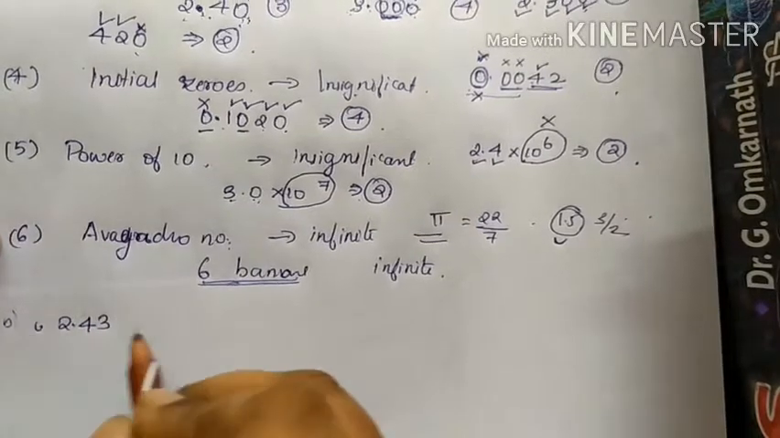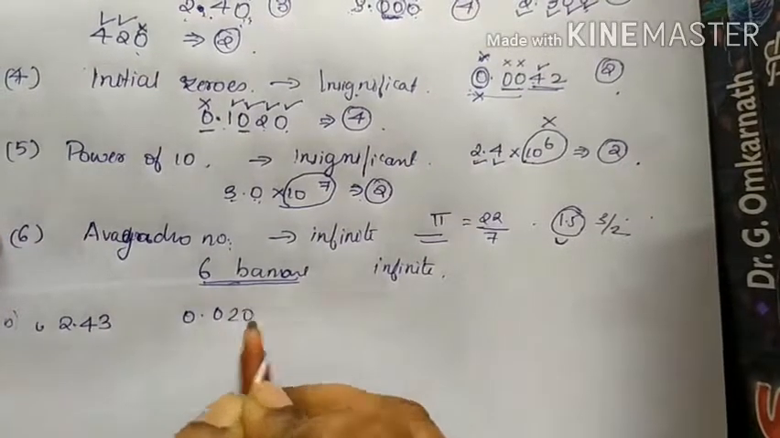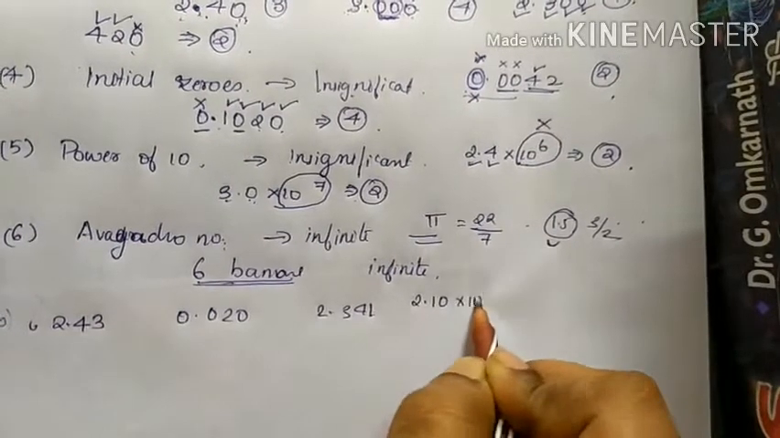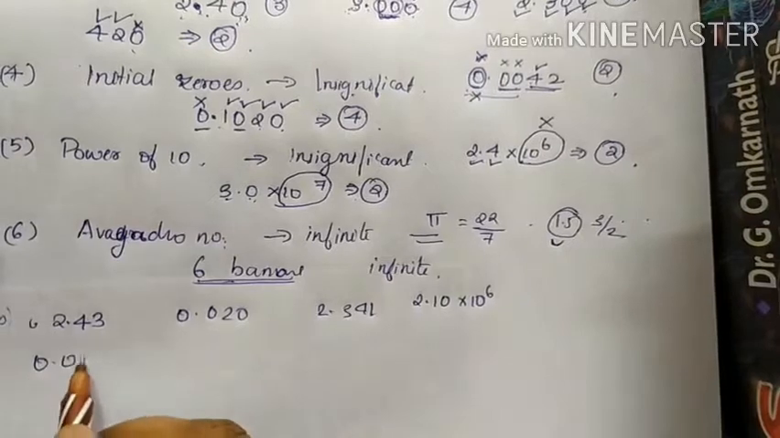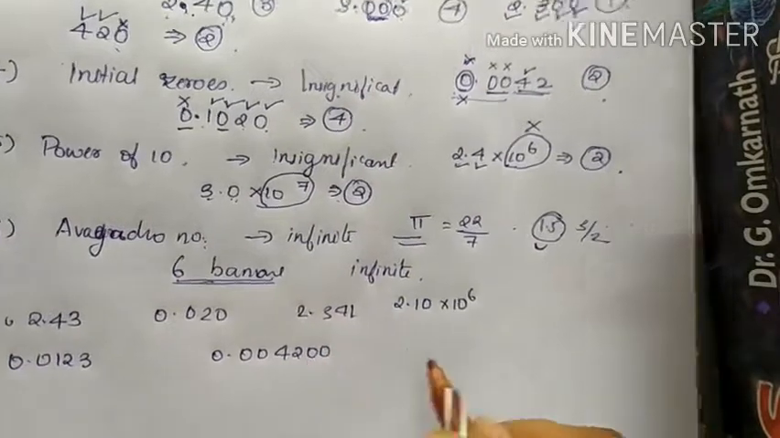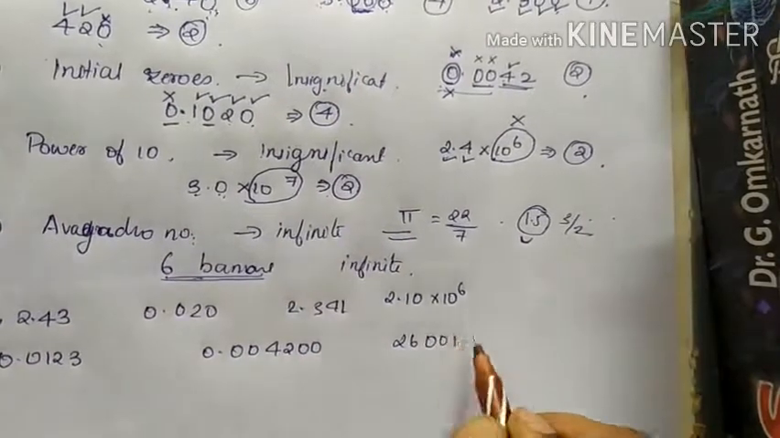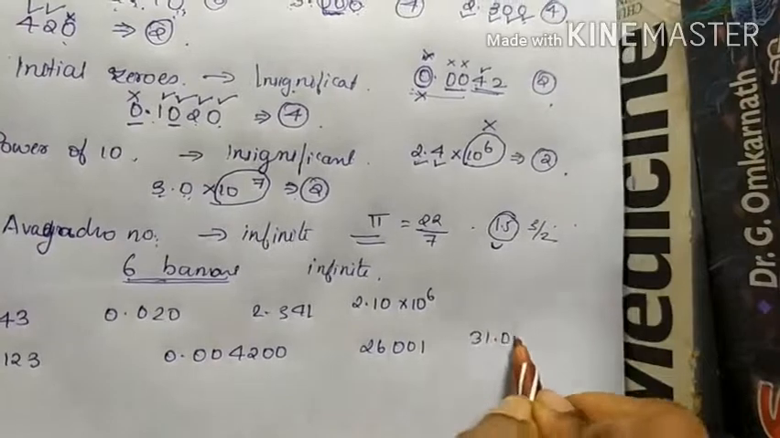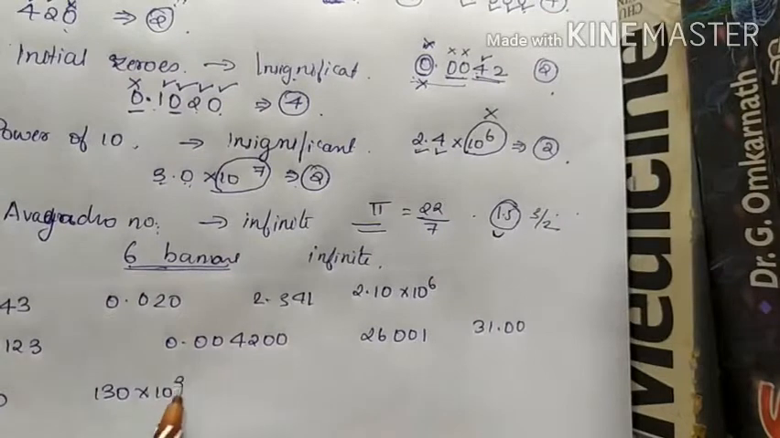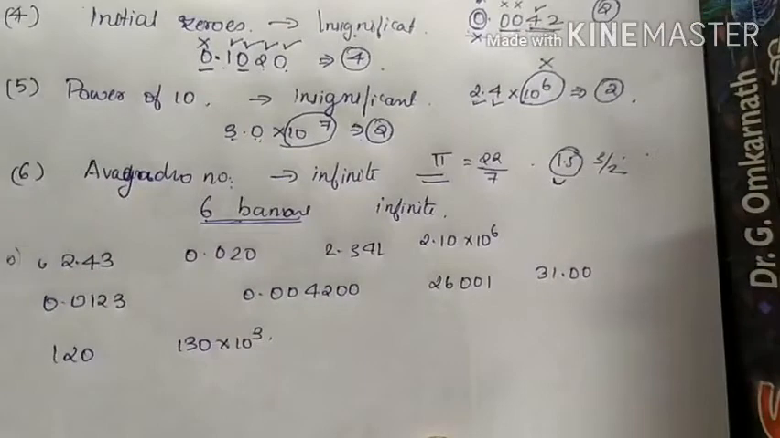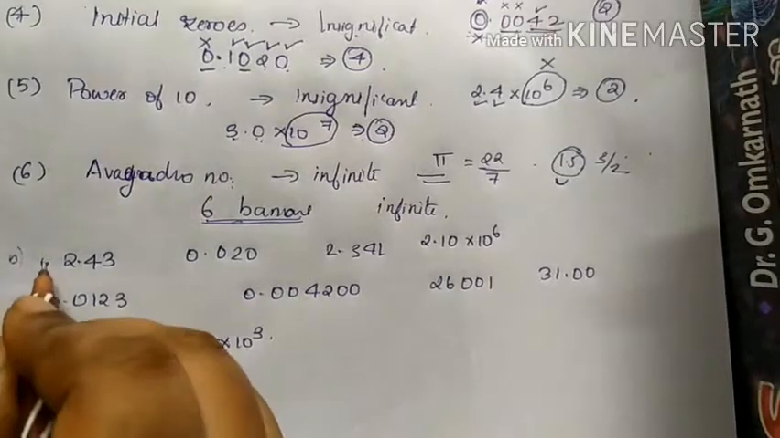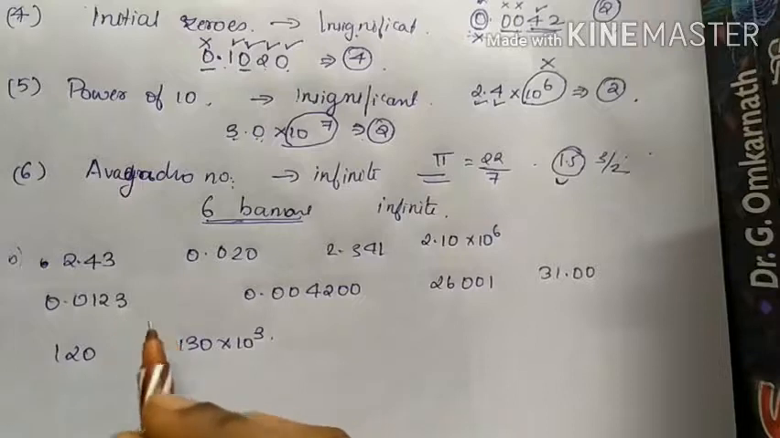2.43, 0.020, 2.341, 2.10 into 10 to the power 6, 0.0123, 0.004200, 26001, 31.00, 120, 130 into 10 to the power 3. So the numbers, right? Pause the video, write the numbers, then write the number of significant figures as you know. So I hope you have found the answers.